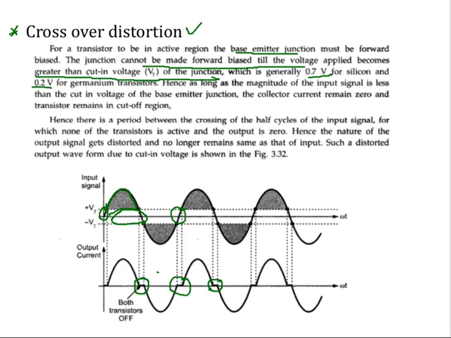So this is giving rise to a distortion in the output waveform of the class B push-pull power amplifier, which is known as crossover distortion. So here the nature of the output signal gets distorted and no longer remains same as that of input. So this is because of the cut-in voltage of the transistor.